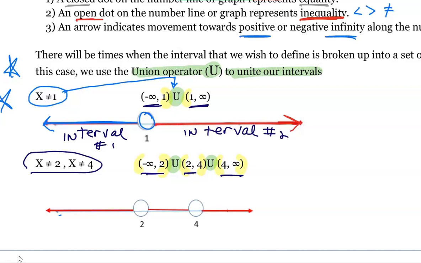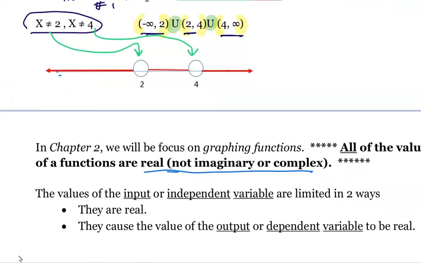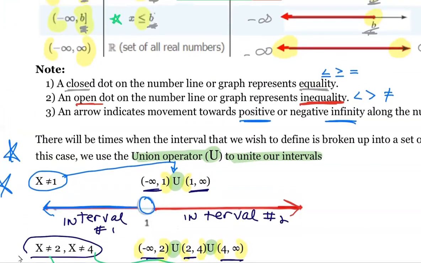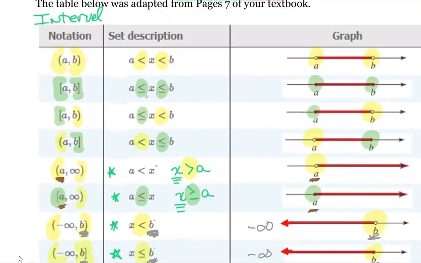Okay, so the two values that I cannot have are positive 2 and positive 4. And here they are, denoted by open circles on my number line. Okay? All right, so that's important for the quiz. Make sure you understand all of this.